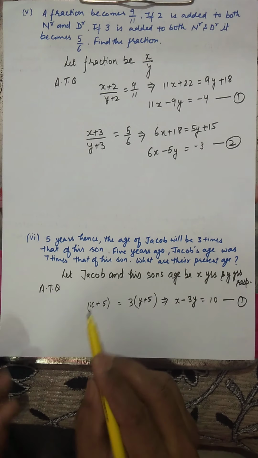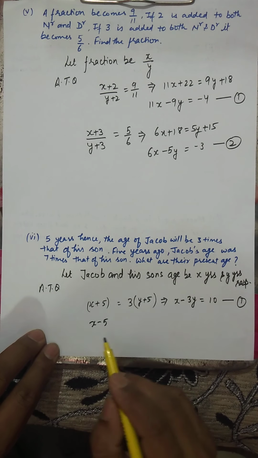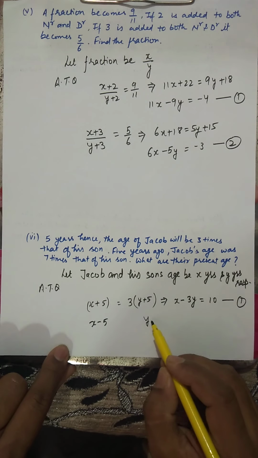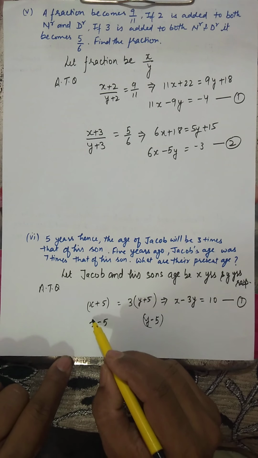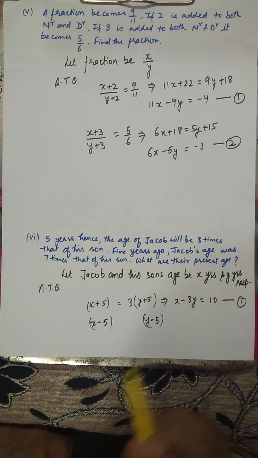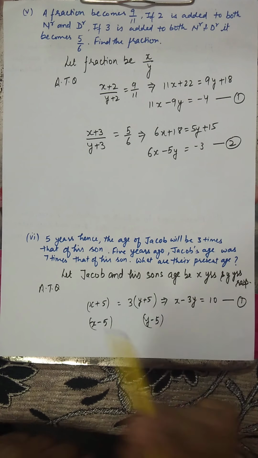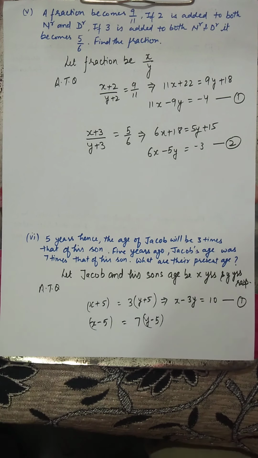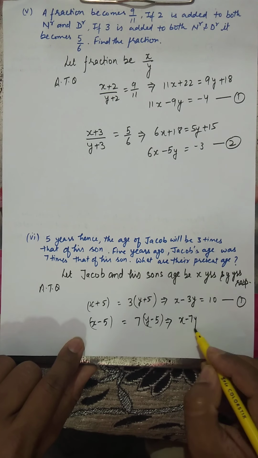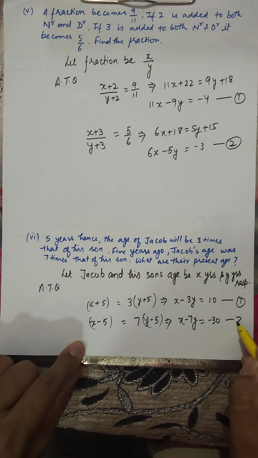Now come to the second condition, that 5 years ago. You know that the father's present age is x. So 5 years back the age of Jacob will be x minus 5 and the son's will be y minus 5. Now we'll see again, in both the cases, this will remain bigger than this. Whatever is to be multiplied will be multiplied by the smaller number. So Jacob's age was 7 times. So now simplify this: x minus 7y, this will be minus 35, and this goes this side, this becomes 30. So this is your equation number 2.